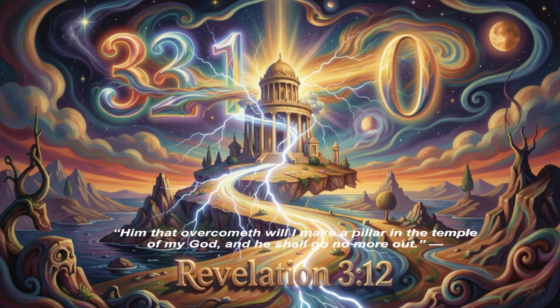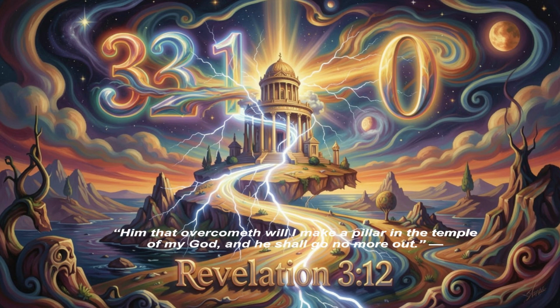Key visual elements. The 321-0 sequence. These numbers in the sky represent the final approach to unity. The 0 is the singularity, the exact moment your physical mass fully returns to the source light, c². The floating temple.